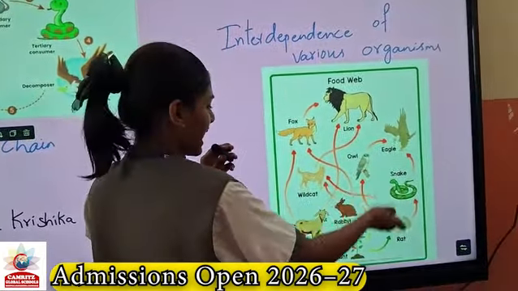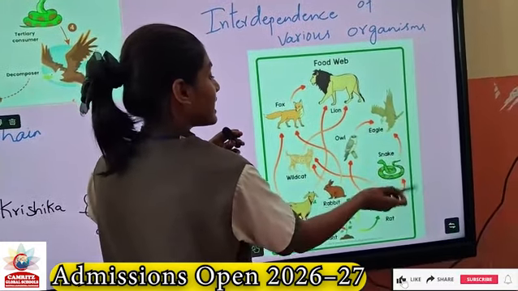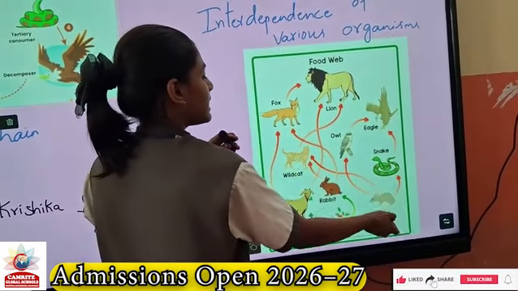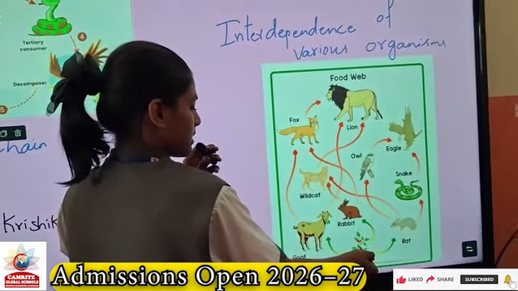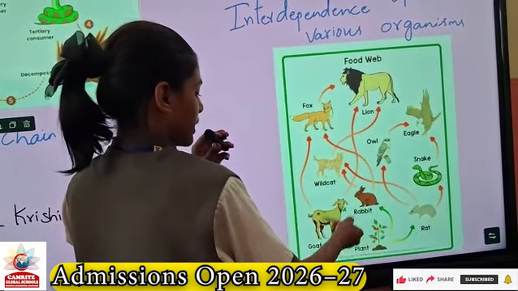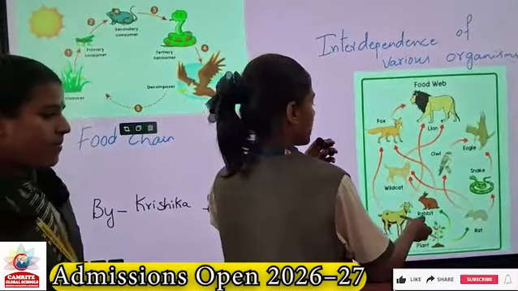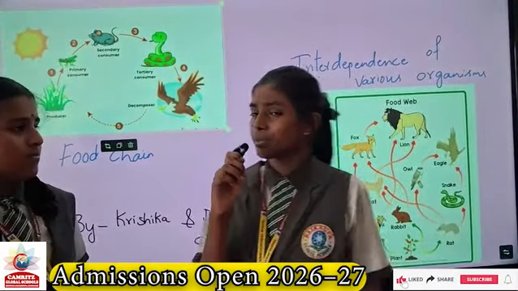If in this example the snake is missing, the rats will increase and it will disturb the plants. If these plants are disturbed, it will affect the goats. If these goats are affected, the whole food chain will be disturbed.